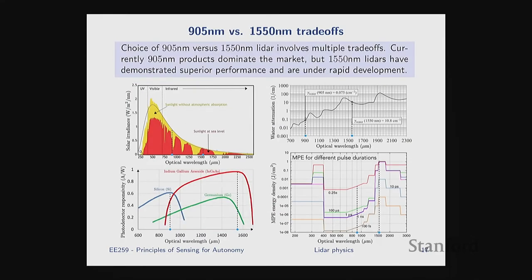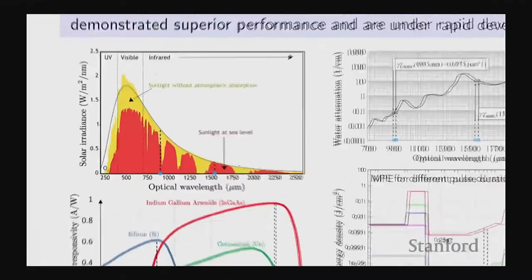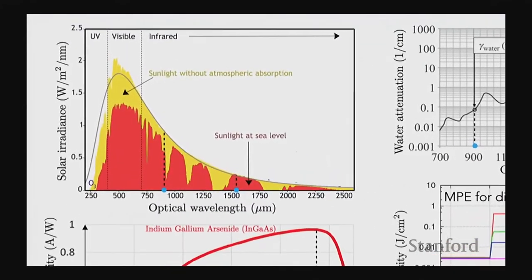Here's a more quantitative comparison showing these trade-offs we just talked about. So here you have four plots, and each shows one of the trade-offs between 1550 and 905. Just one thing to note, I noticed this morning that in all four plots, the x-axis units are wrong. It says microns, but it's actually nanometers. So you should correct that, and it applies to all four.